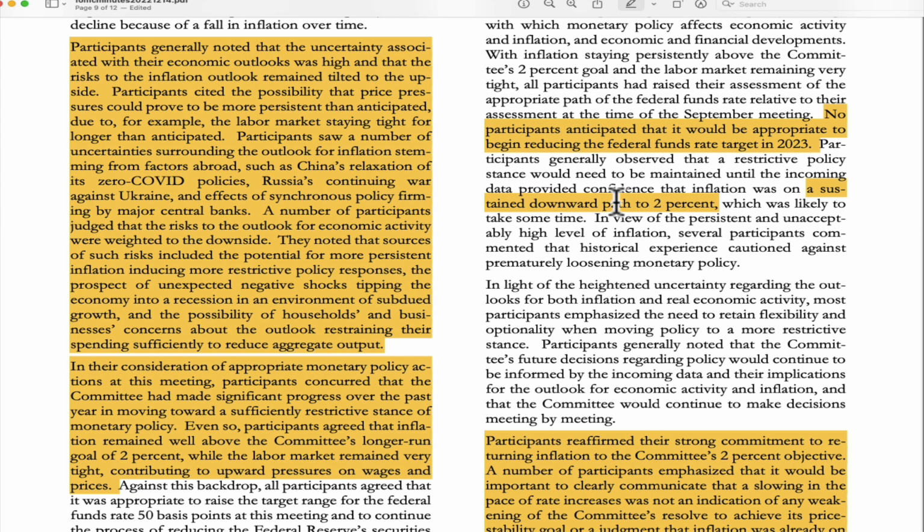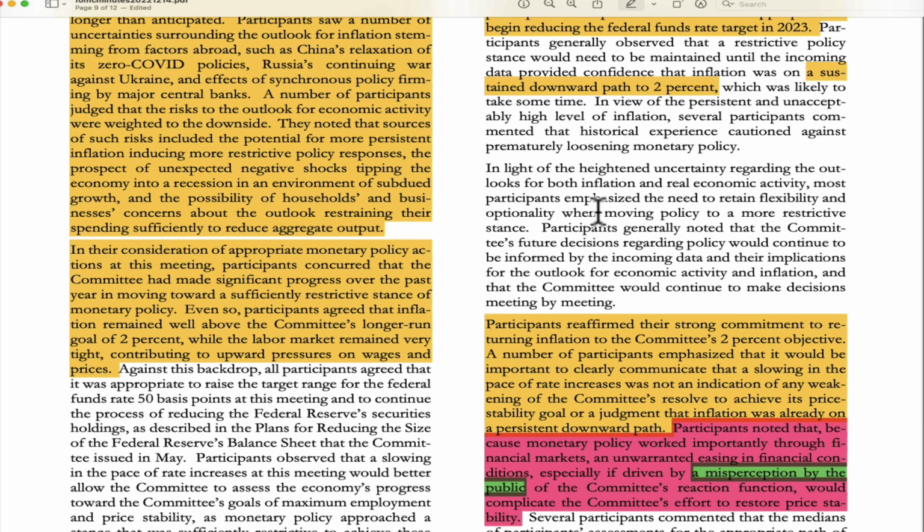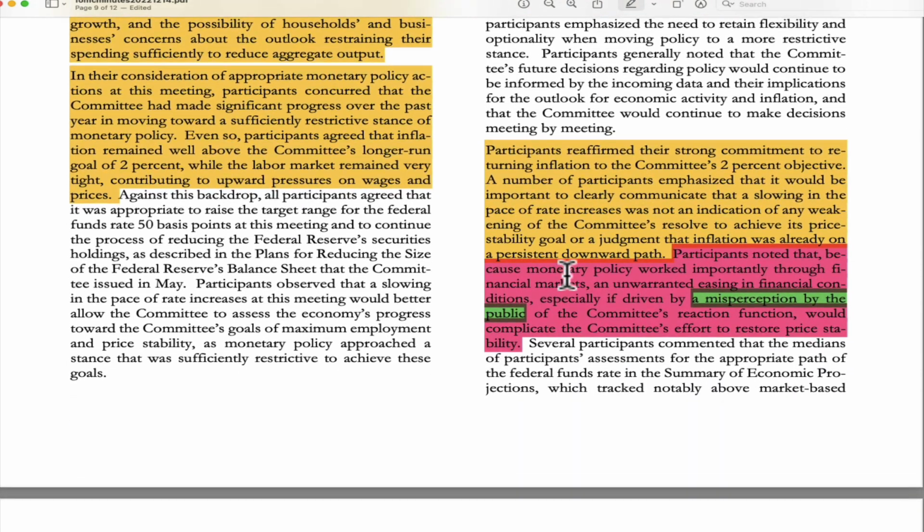Or does it take 2% to begin the cut? Here, it kind of implies as long as they see a sustained downward path to 2. That reads dovish as well. This is super, super interesting. It's new language. This is the first time that they've actually said something like this.